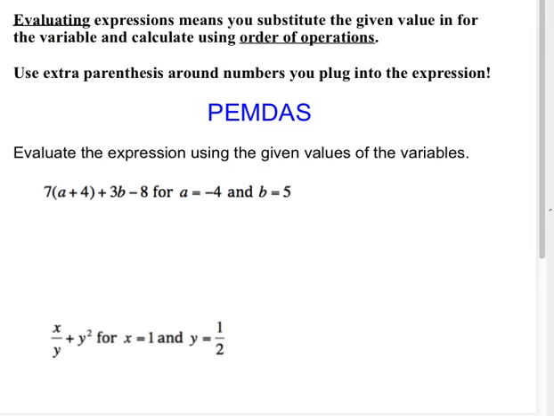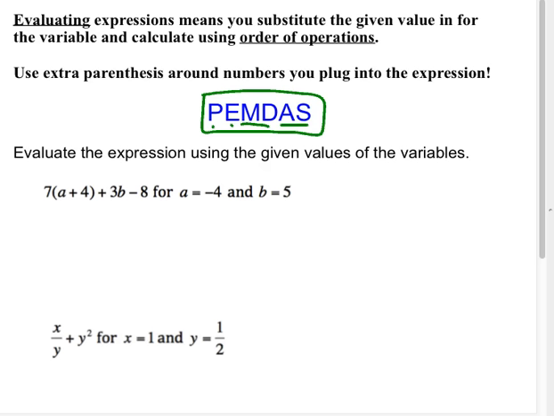What about evaluating these expressions, okay? So now that we can write them, let's talk about how to evaluate them. So evaluating, all that means is you're substituting in a given value for the variables and calculating the solution, okay? Now the important thing when you're calculating is you're using the order of operations, or as you know it, PEMDAS. Parentheses, exponents, multiplication, division, addition, and subtraction.